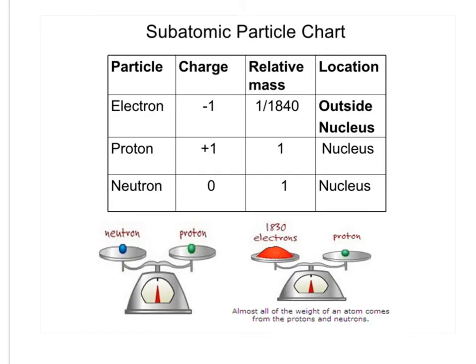So here's the subatomic particle chart. Electrons have a negative charge, protons have a positive charge, and neutrons have no charge. Electrons are found outside the nucleus. Protons and neutrons are found inside the nucleus. So you know that most of the mass comes from the nucleus due to the protons and the neutrons.